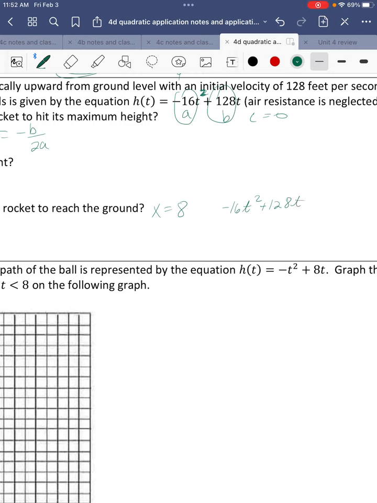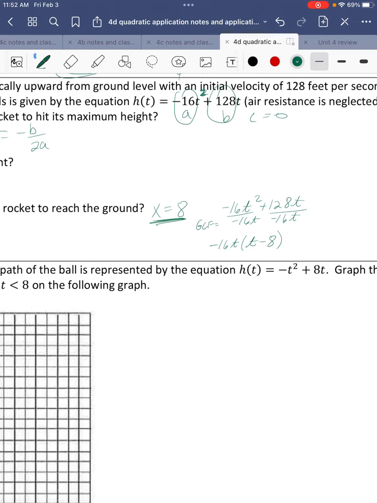I'm going to factor this. You could use the quadratic formula to find the x-intercepts, but I'm going to factor. The greatest common factor here is negative 16t. I'm going to pull out the negative since the a is negative, not a big deal if you didn't. So it'd be negative 16t. Negative 16t squared divided by negative 16t is t. And then 128 divided by negative 16t is negative 8.